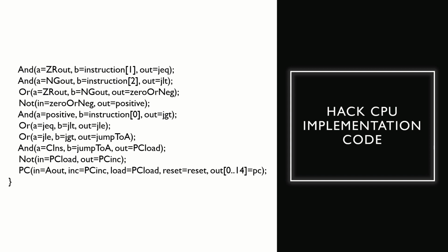Using the AND gate, we can say that if the instruction is a C instruction, then the program counter has jumped to A and then the load of the program counter gets enabled. And if this is not true, then the program counter gets incremented by 1. Finally, the built-in program counter chip is used to instruct the CPU that after executing the current instruction, to which next instruction the jump has to be taken.